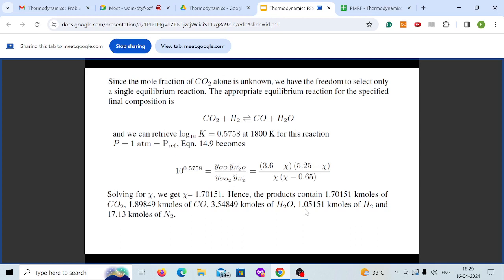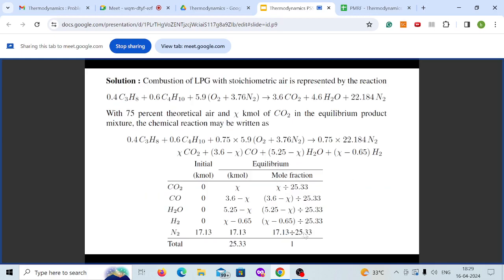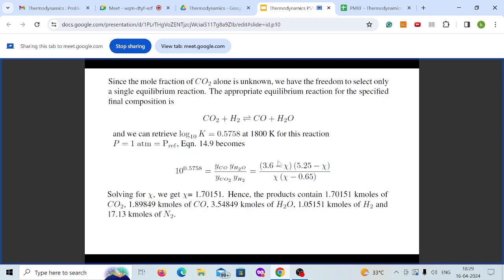So you substitute the mole fractions which we found in the expression, which gives 3.6 minus x into 5.25 minus x divided by x into x minus 0.65. Now we have an expression where the only unknown is x, so we can find x from this. When we solve this, we will get x as 1.70151.